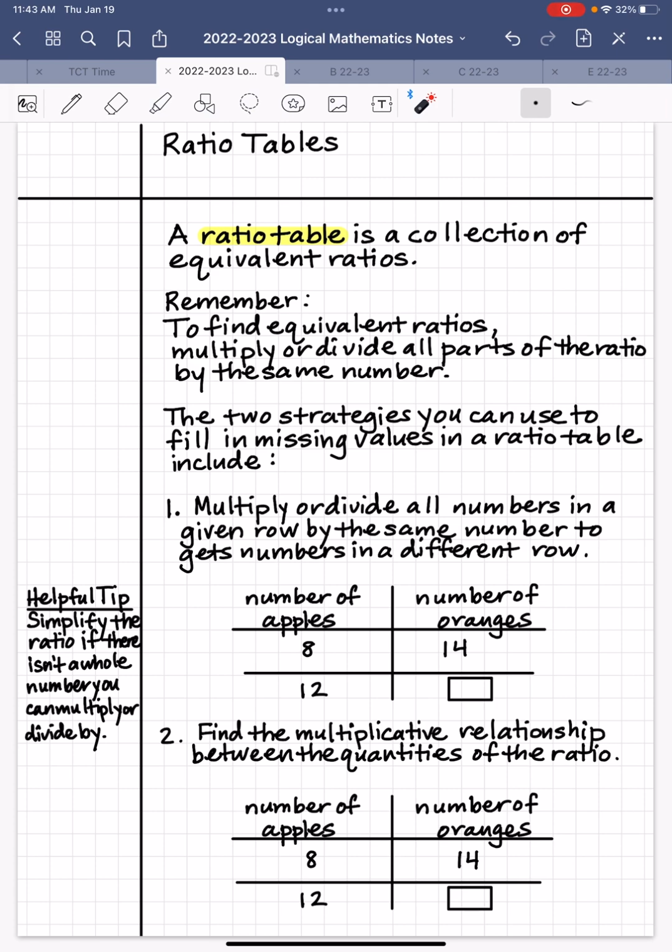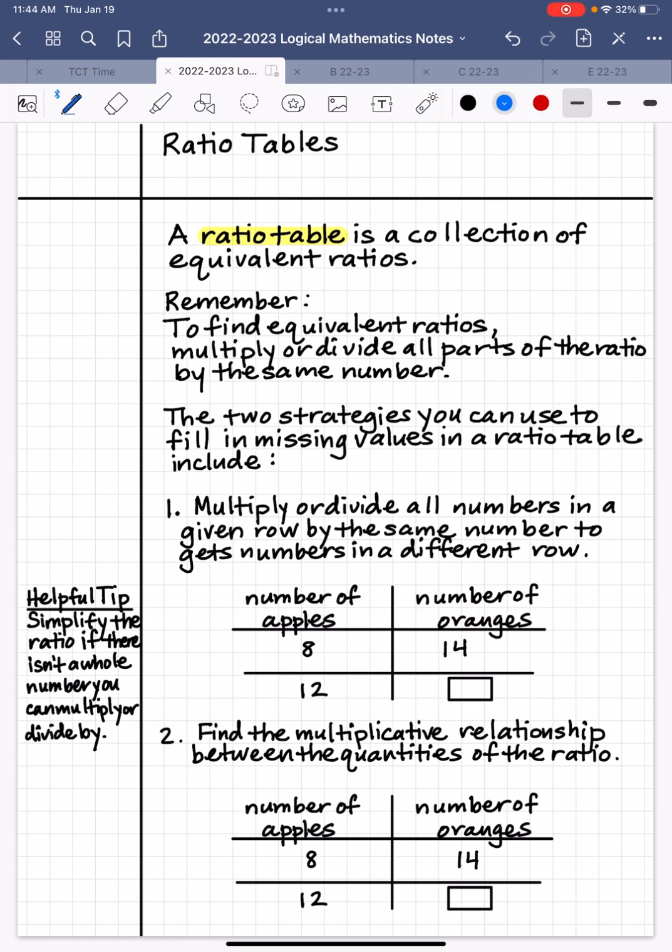So we ask ourselves, can we multiply the number of apples, in this case 8, by a whole number to get to 12? The answer to that question is no. So if you want to see if your work can be a little bit simpler, I bring you to this helpful tip over here to the left, which reads, simplify the ratio if there isn't a whole number you can multiply or divide by. So let's put the ratio of apples to oranges off to the side.